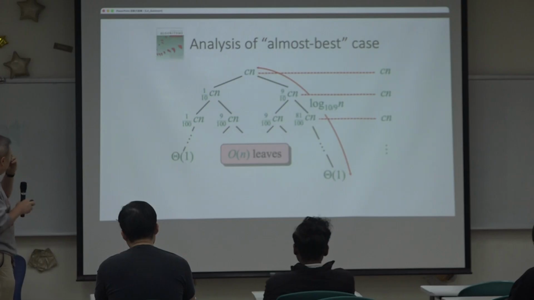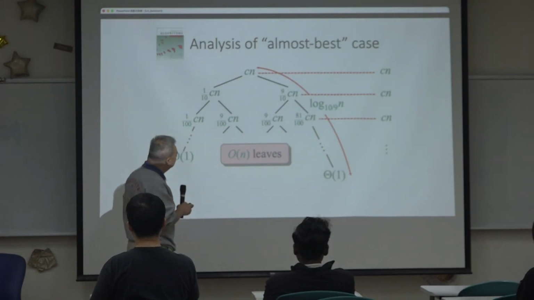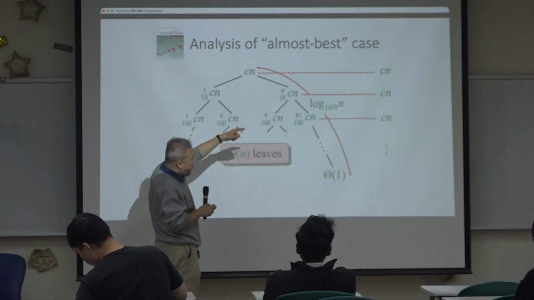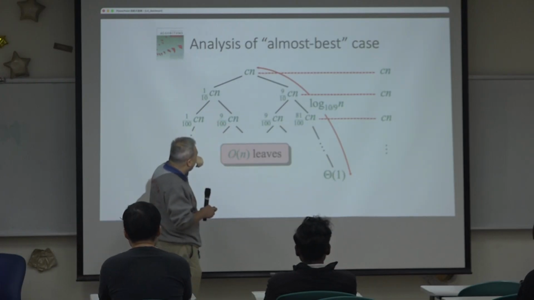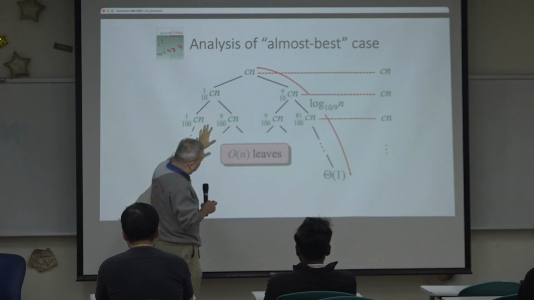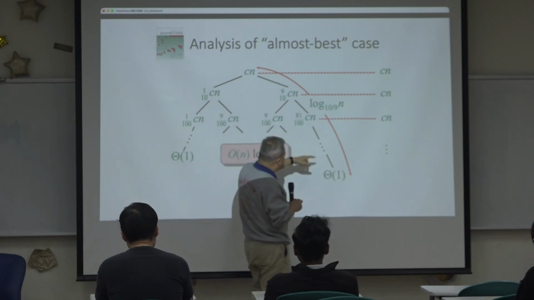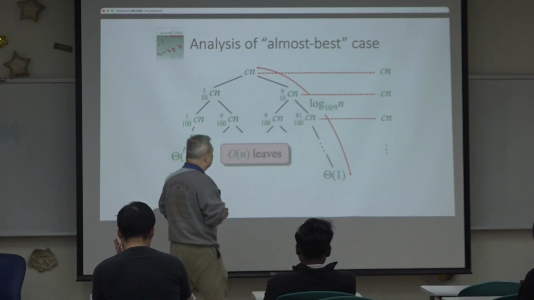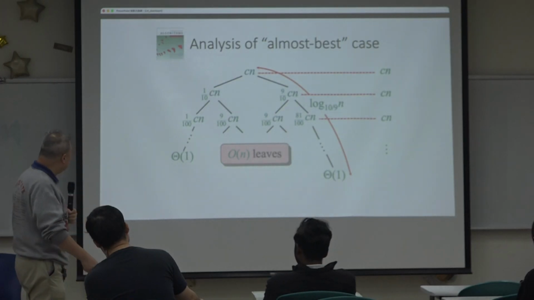Assuming the left side always has the smaller part, and the right side always has the bigger part of the split. You can imagine each level gives you Cn. Each level gives you Cn. The left side ends quickly. The right side, when will this one reach Theta(1)? The issue is the height of the tree. How tall is this tree?